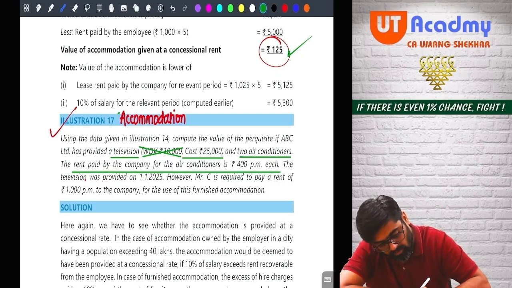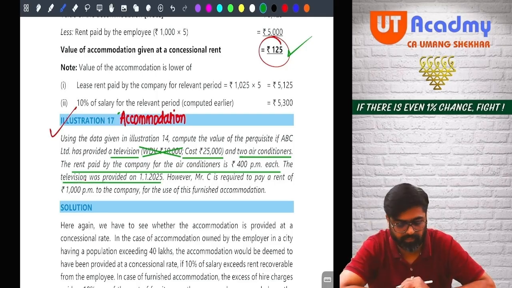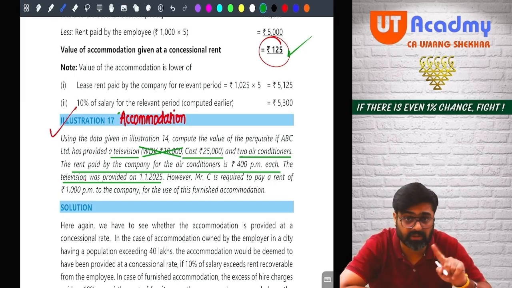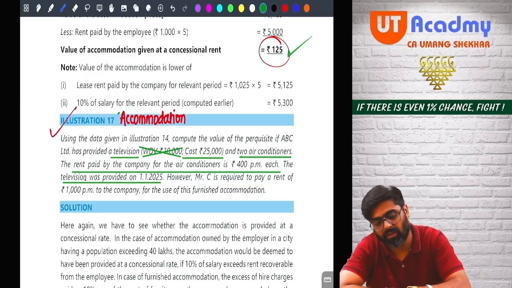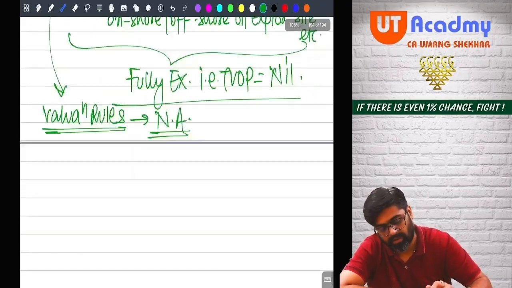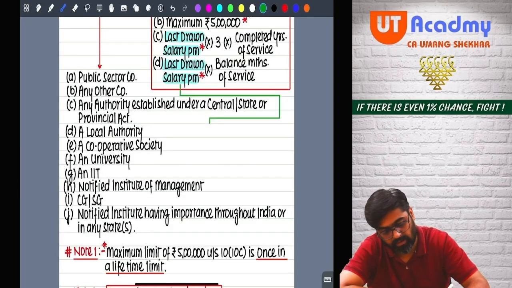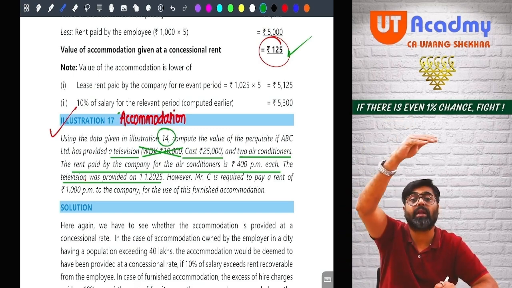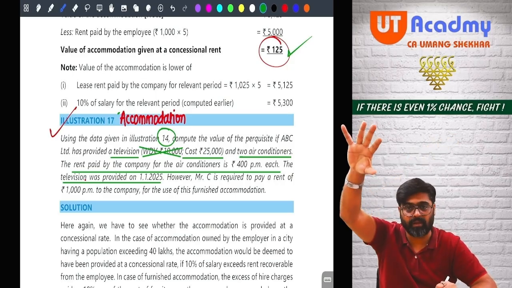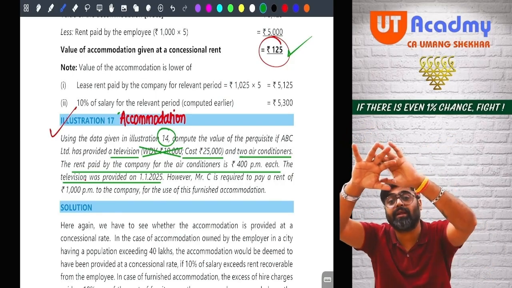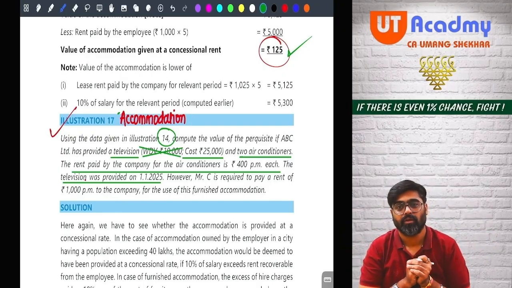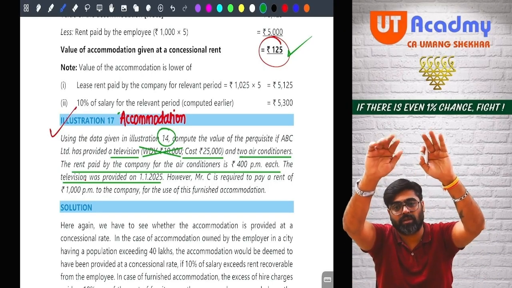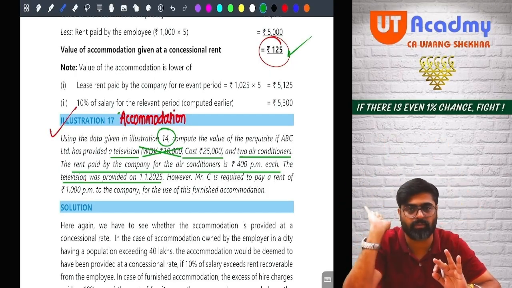The rent paid by the company for the air conditioner is 400 per month each. Television was provided on 1st January 2025. However, Mr. C is required to pay a rent of 1000 per month to the company for the use of this furnished accommodation. Not for the furniture, but for the furnished accommodation. So simple, no? What are they telling you? Let's see. Accommodation which was given in which example? They are telling in illustration number 14. So from 14, accommodation was RFUA. That accommodation remains same, but along with that, furniture is given, TV and ACs are also given. So the value you have already calculated for the accommodation in illustration number 14, that value only you are supposed to take.